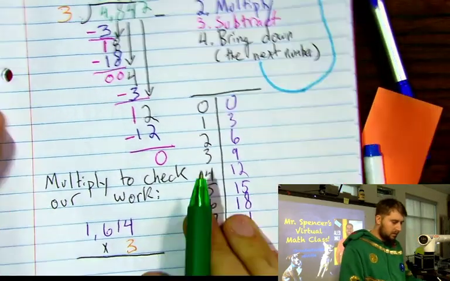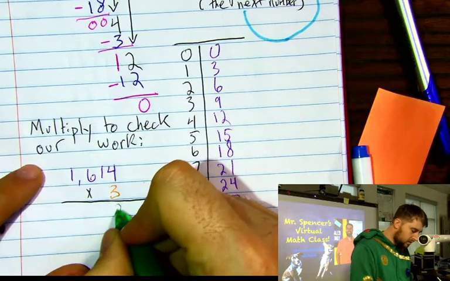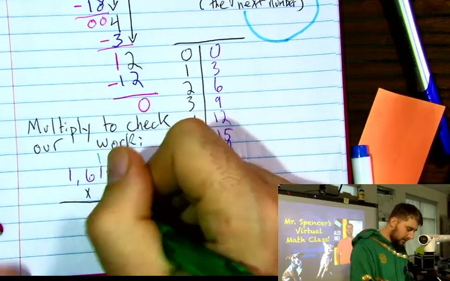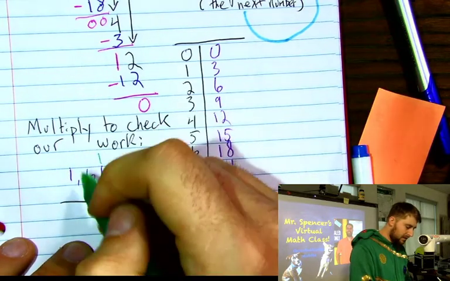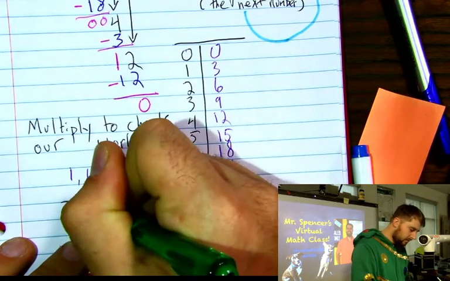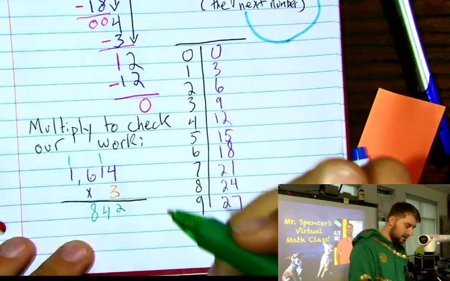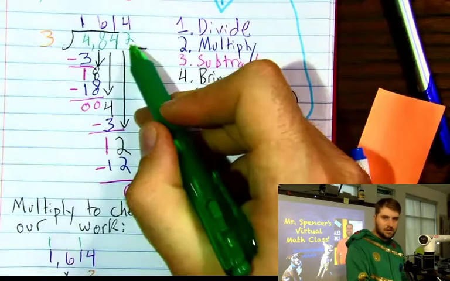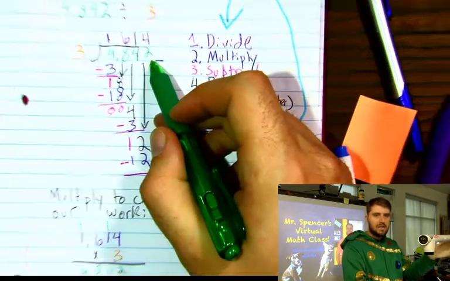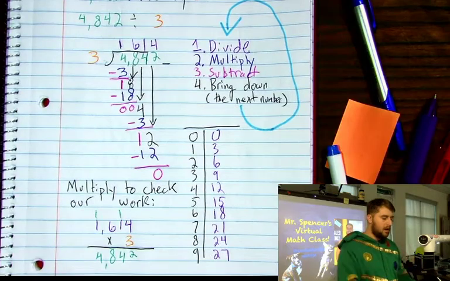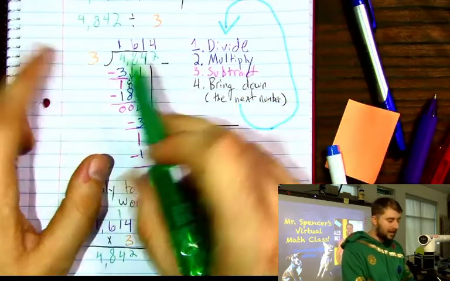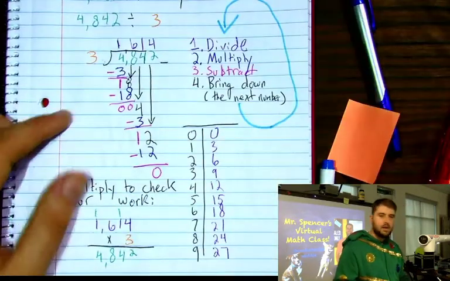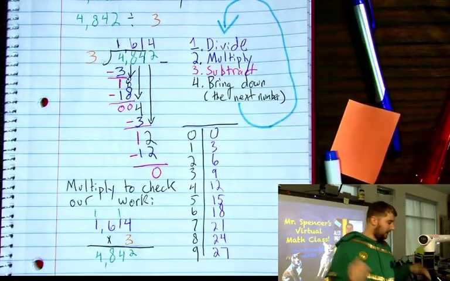As I do this, 4 times 3 is 12, 3 times 1 is 3, plus 1 is 4, 3 times 6 is 18, 3 times 1 is 3, plus 1 more is 4. Now our answer right here matches what we started with in green up here, so that means we are good to go. Awesome. So 4,842 divided by 3 is 1,614. I'm just going to put a little comma in there. Awesome. I love it.